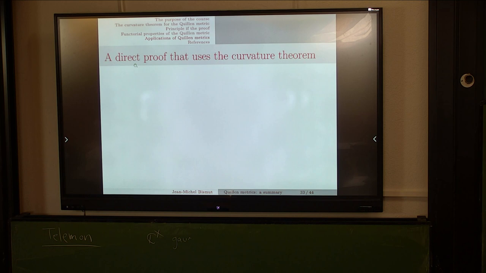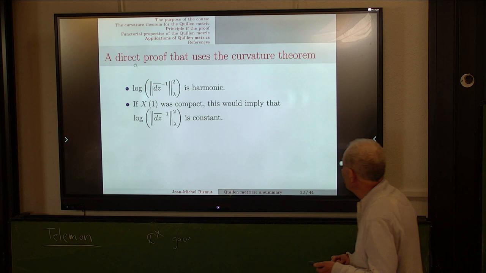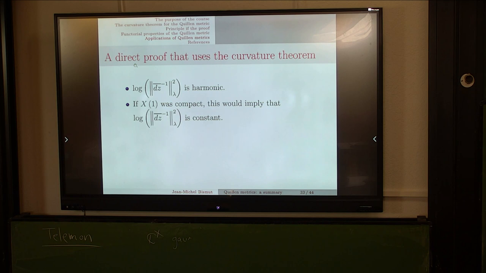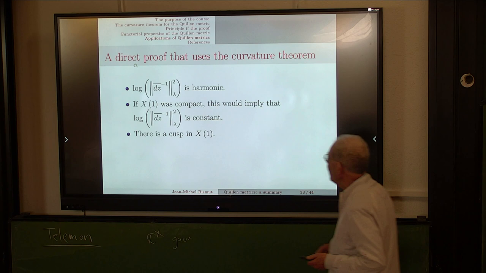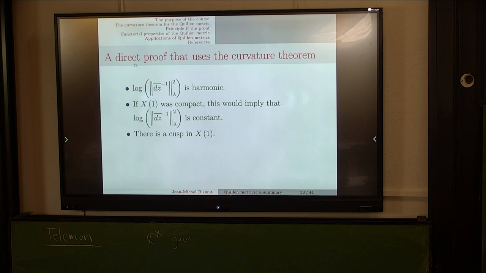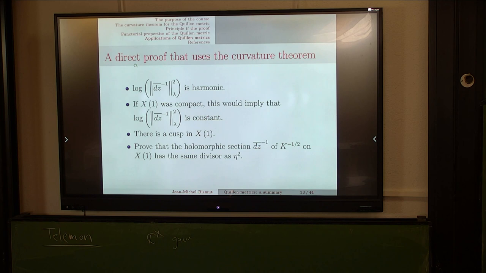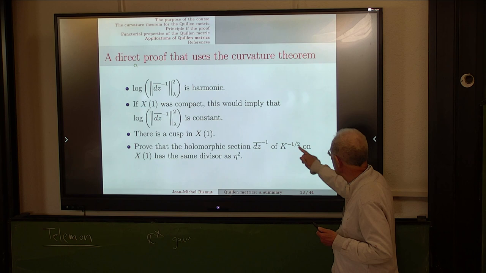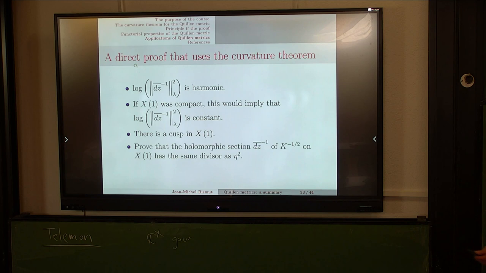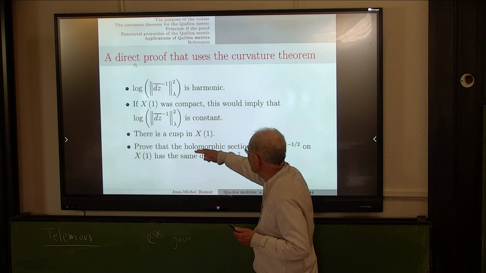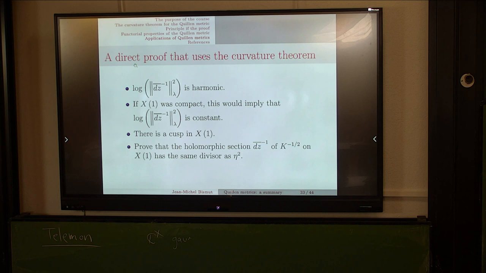So let me just explain this. Again, the log of dz bar minus 1 squared is harmonic. If X of 1 was compact, this would imply that this function is constant. However, as we know, there are two singular points in X of 1 and there is the cusp. Basically, there is the identification of the section dz bar minus 1 of K to the minus 1 half, where K is the canonical bundle and K minus 1 half is just the square root to the minus 1 half on X of 1. The proof eventually consists in showing that dz bar minus 1 has the same divisor as its square.